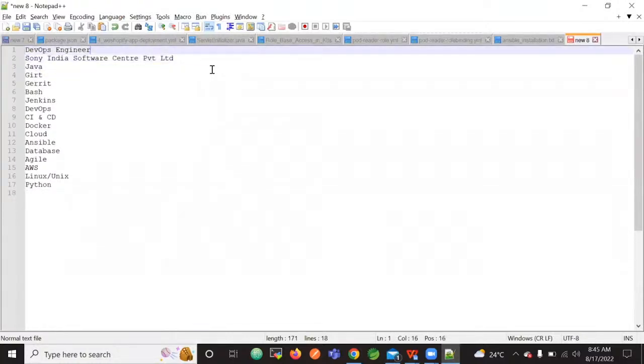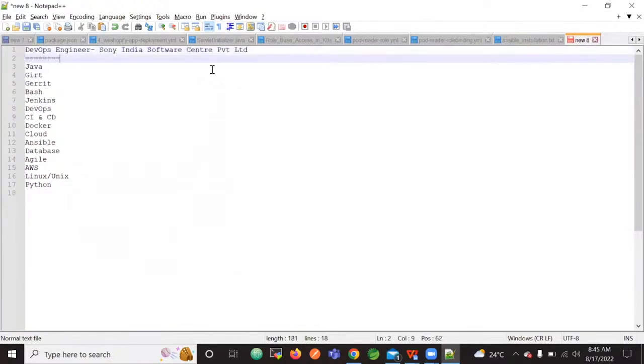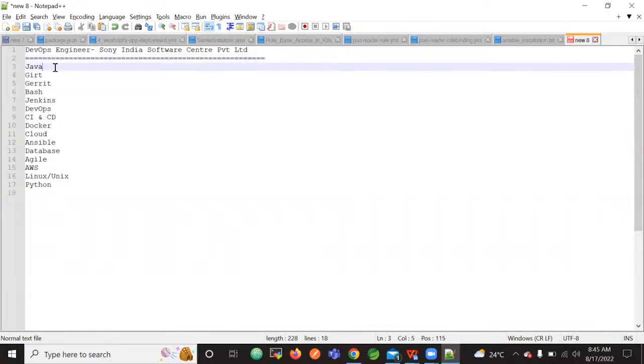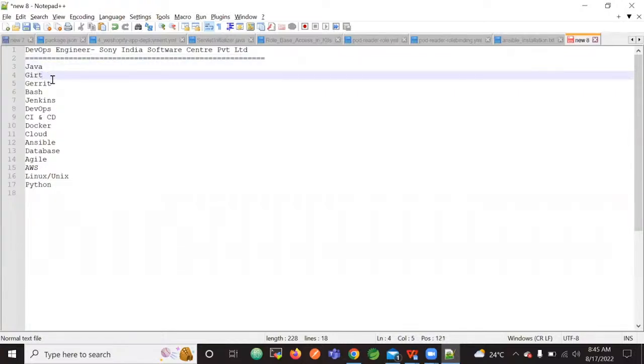Sony India Company Private Limited for the DevOps Engineer role. If we can see, hope you are able to see my screen, right? Java knowledge, they are asking some GERT or GERIT. We don't know what these are, even I don't know.